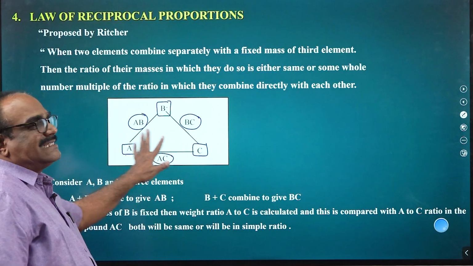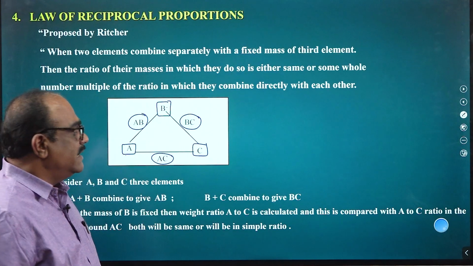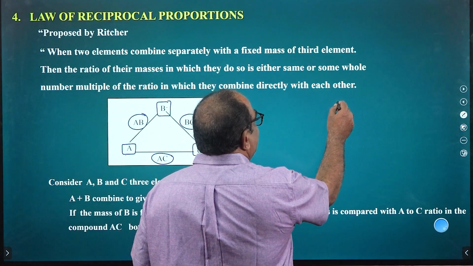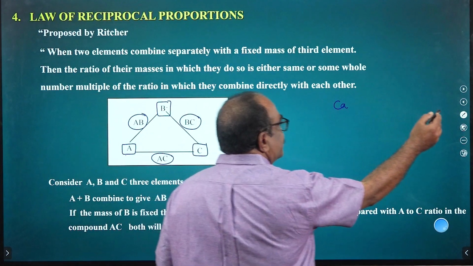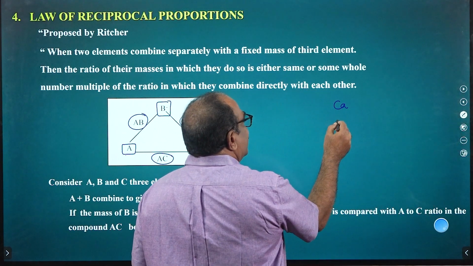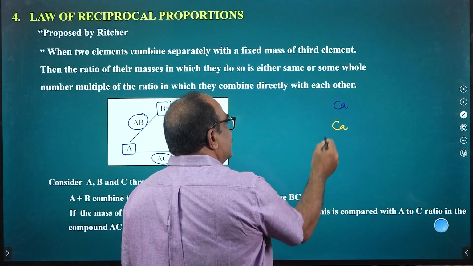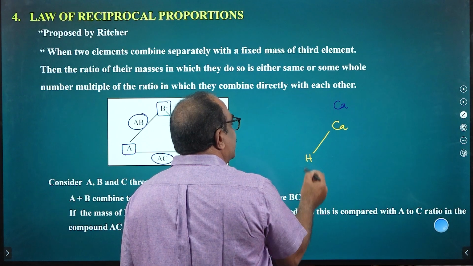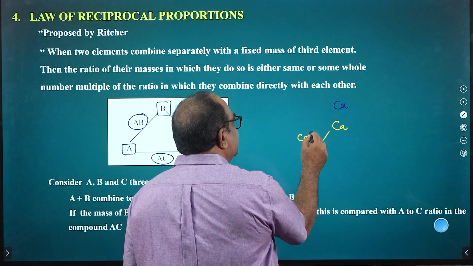Instead of this hypothetical example, let us consider here one important case. Let me say that calcium is an element which will be combining with hydrogen to produce calcium hydride.